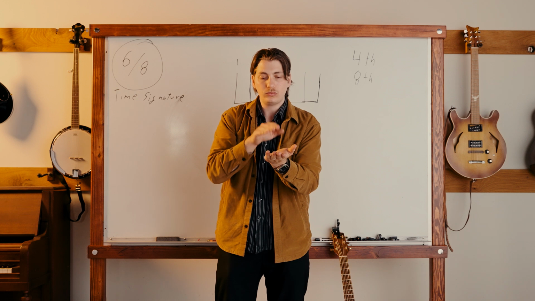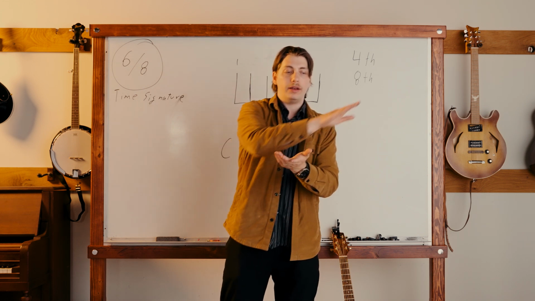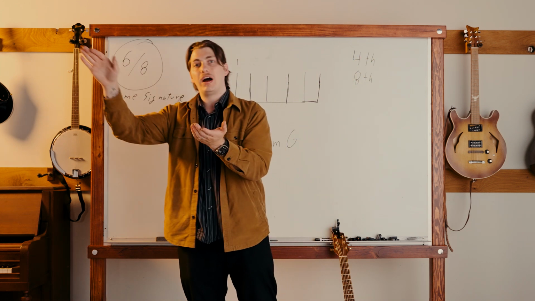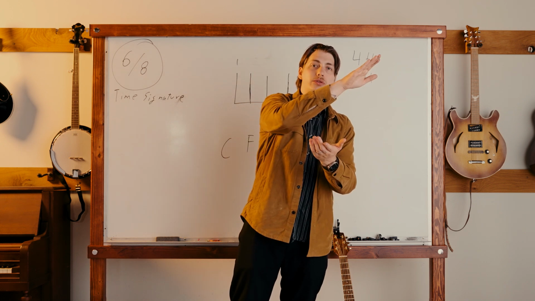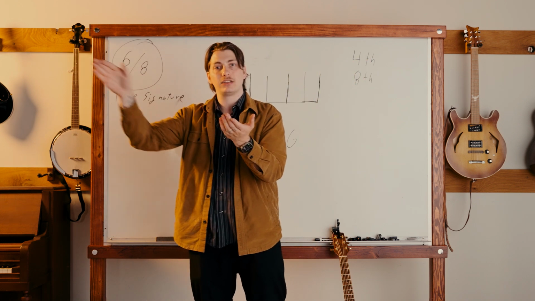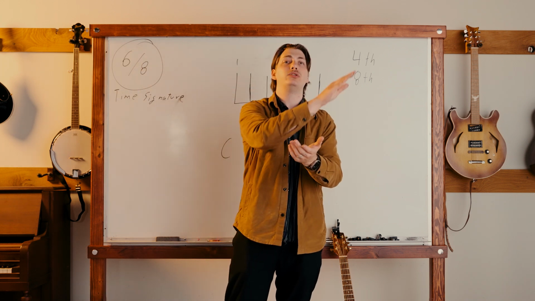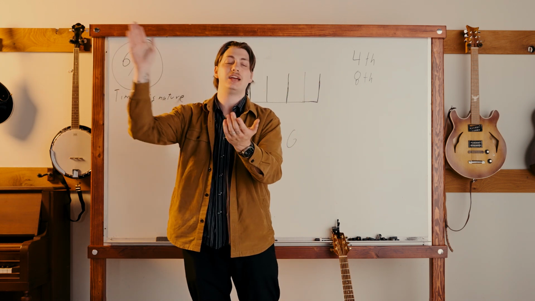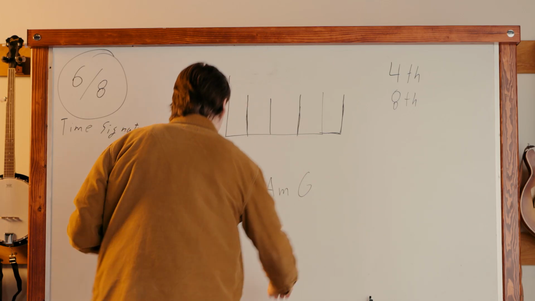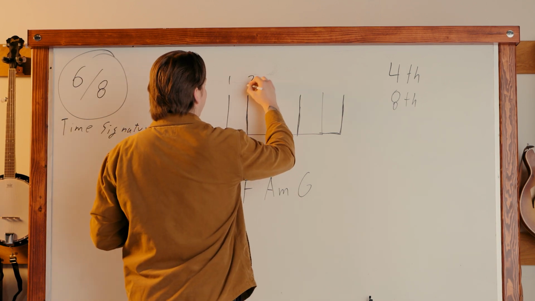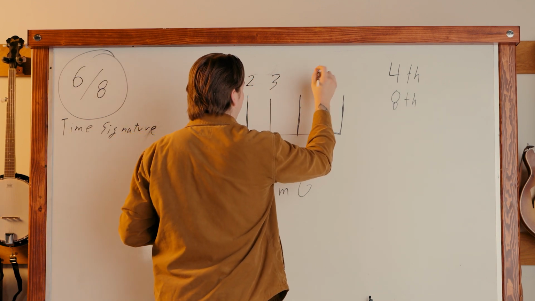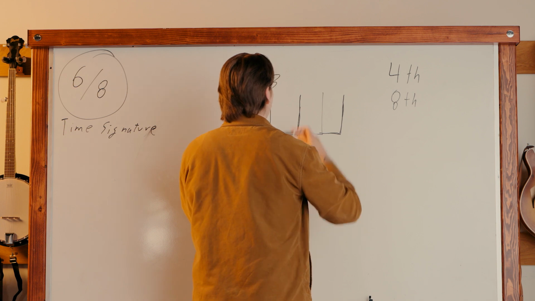So try this with me, okay? Let's count it. We're going to go like this. 1, 2, 3, 4, 5, 6. 1, 2, 3, 4, 5, 6. Great job. Okay? So that's kind of how we count 6/8 timing.